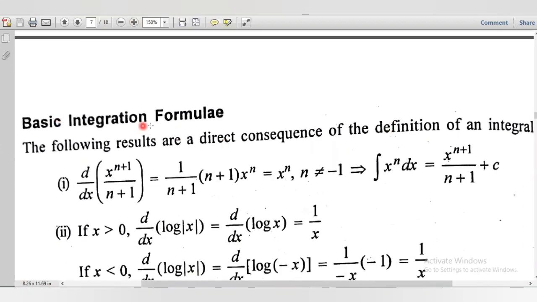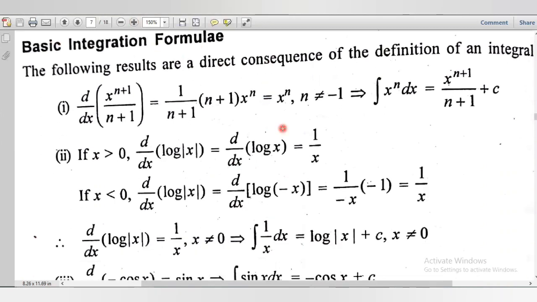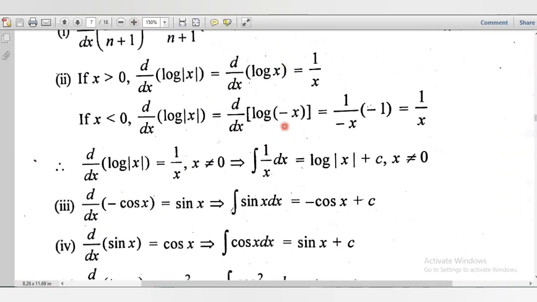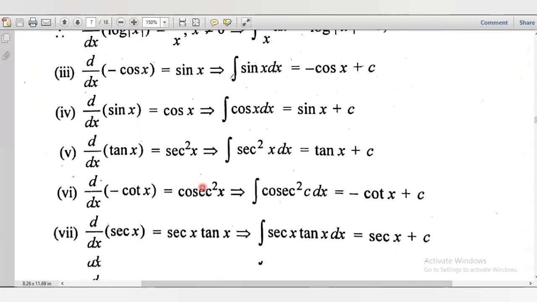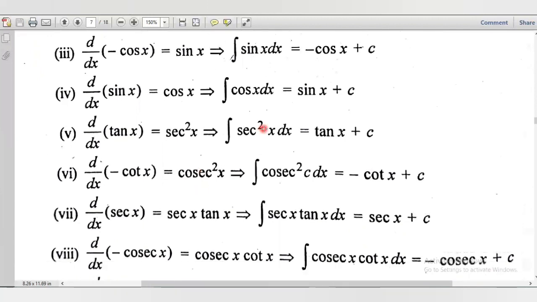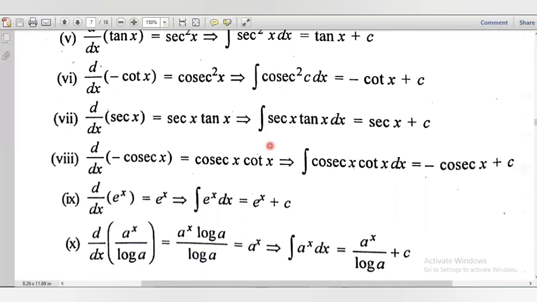Yes, again I have a basic integration formula. Again, from the next book, I have taken from different books, you can go through that. Same thing, formula. Here, more basic formulas I've written, I've taken here, so you can go through that. So I don't think you have any problem.